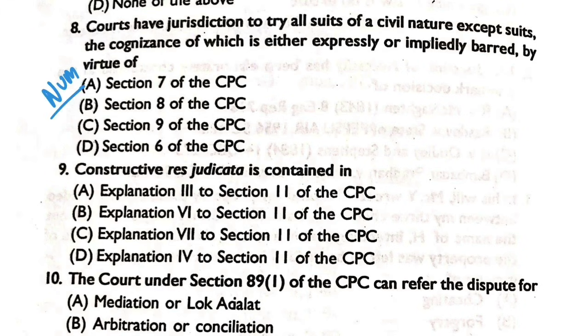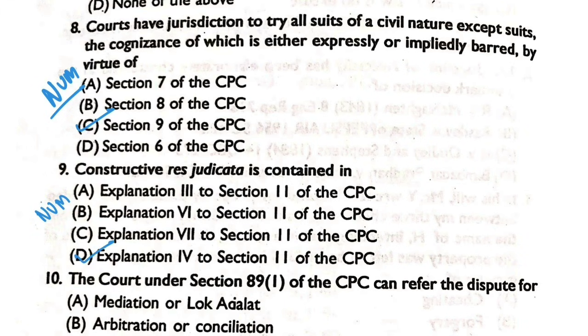Courts having jurisdiction to try all suits of civil nature except suits the cognizance of which is either expressly or impliedly barred is given in what section. So you will have to take the correct number. These number based questions are very specific to Haryana. They have a tendency to ask these, what is the section number, what is the punishment period, and so forth. Again you can see question 9 is also a number based question, which asks you to mark the section number for constructive res judicata. The answer for that is D.